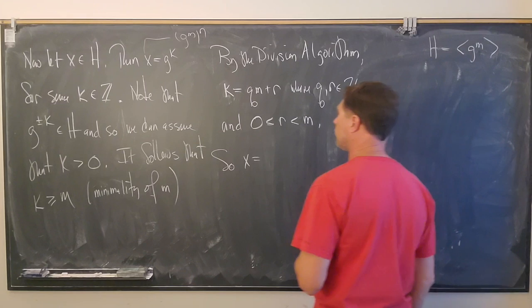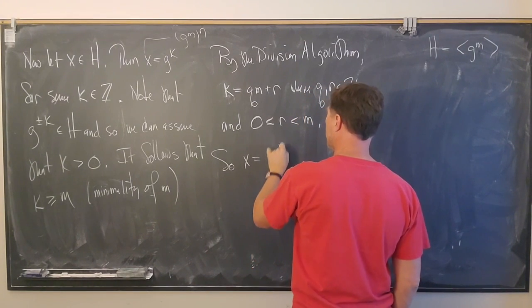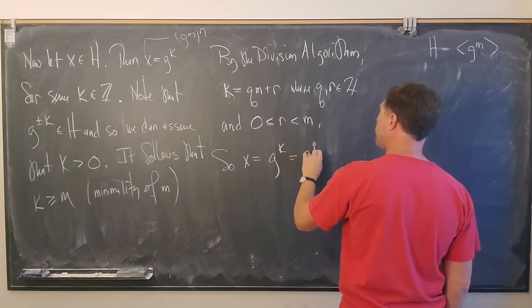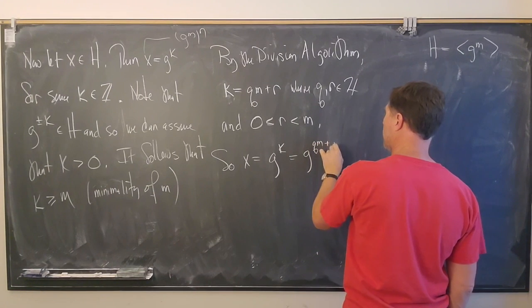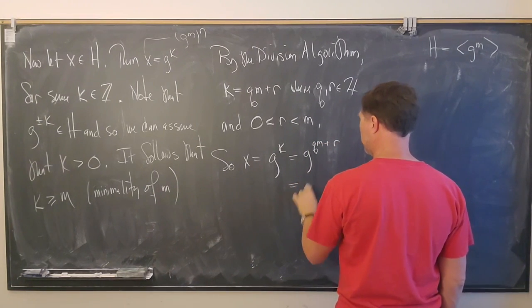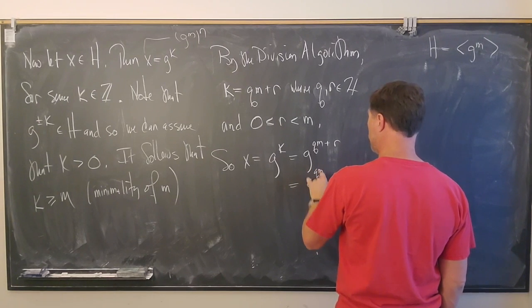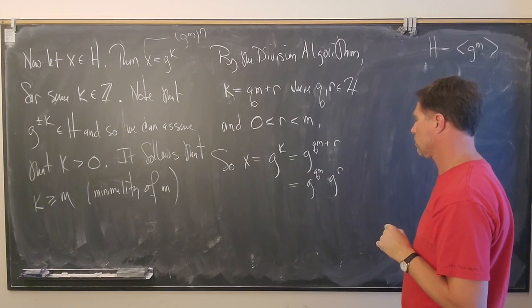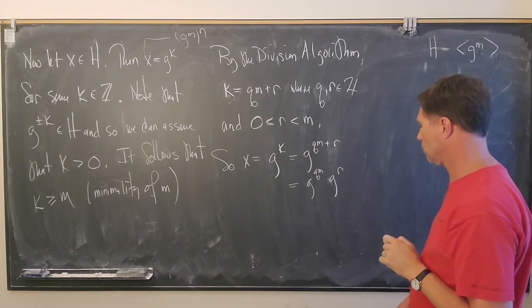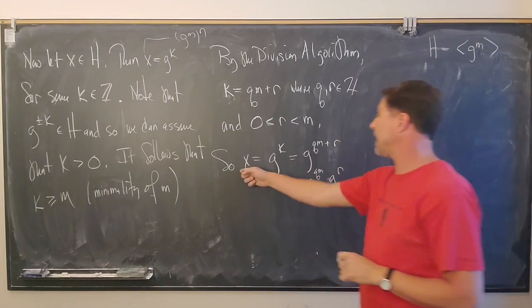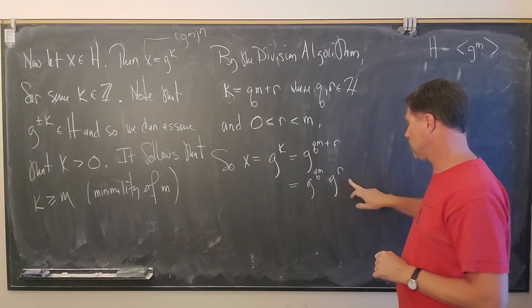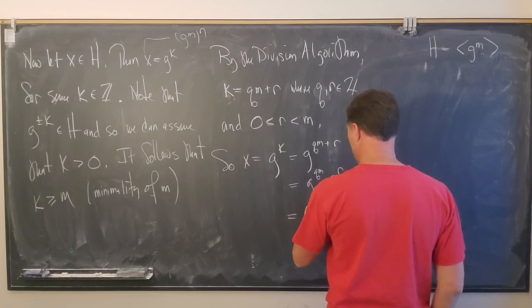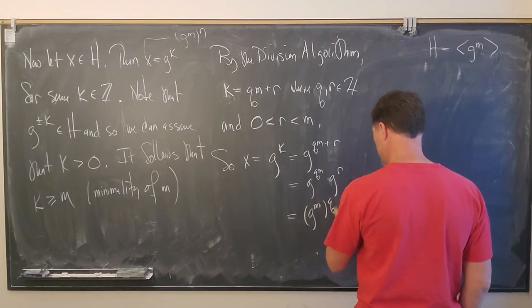So x, that's equal to g to the k, which is equal to g to the qm plus r, which is equal to g to the qm times g to the r. Okay, so we've expressed x as g to the qm times g to the r, and we might as well write this as g to the m raised to the q times g to the r.